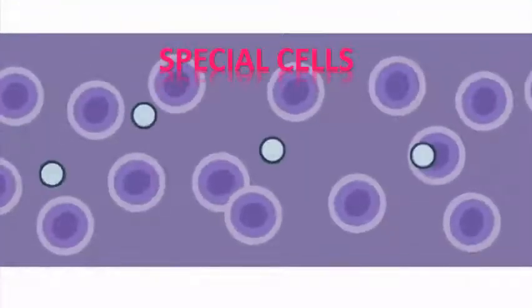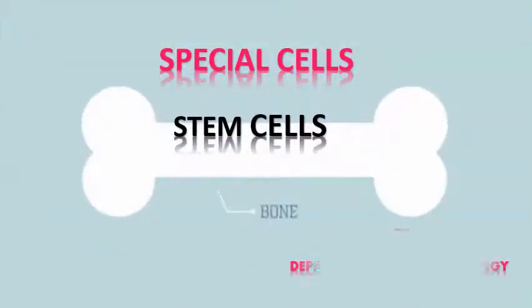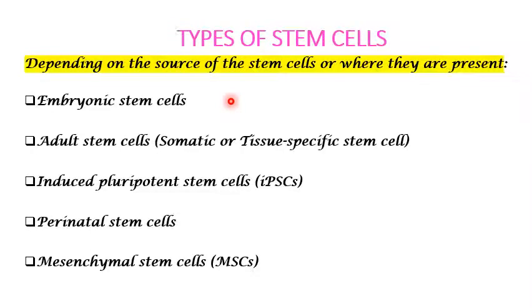We'll continue our studies on stem cells. Here we'll see types of stem cells. The types of stem cells are classified based on where they are actually present, the source where they are present. Like embryonic stem cells, adult stem cells, which are also called somatic or tissue specific stem cells, induced pluripotent stem cells, perinatal stem cells, and mesenchymal stem cells. We'll study all these stem cells in detail in the further slides.